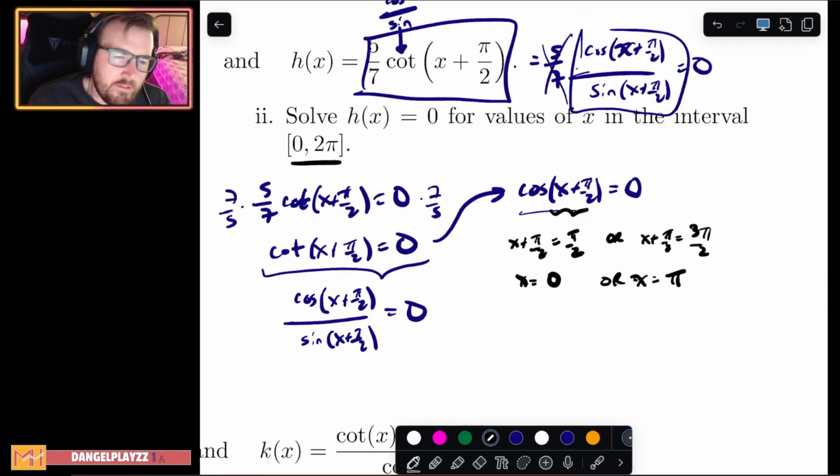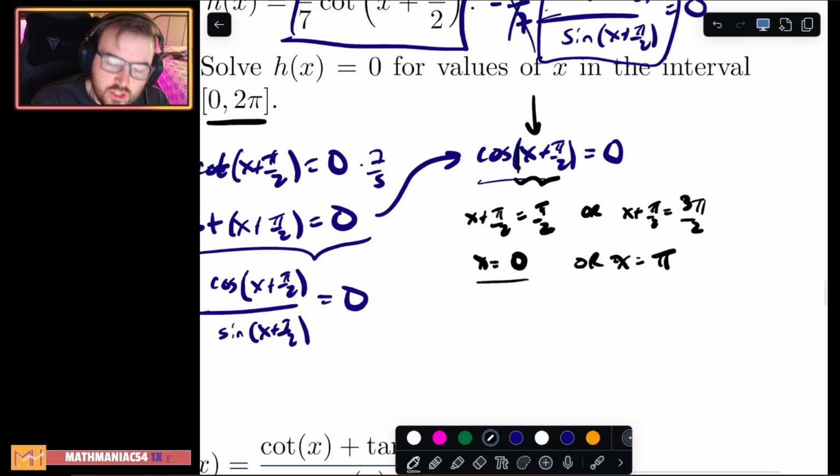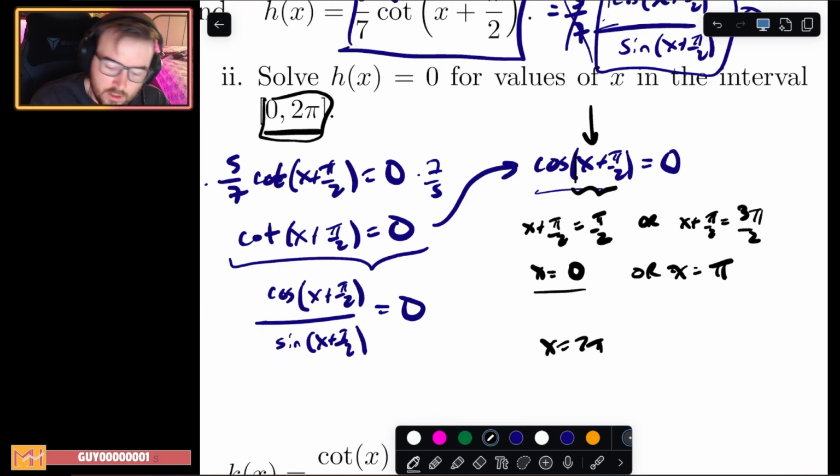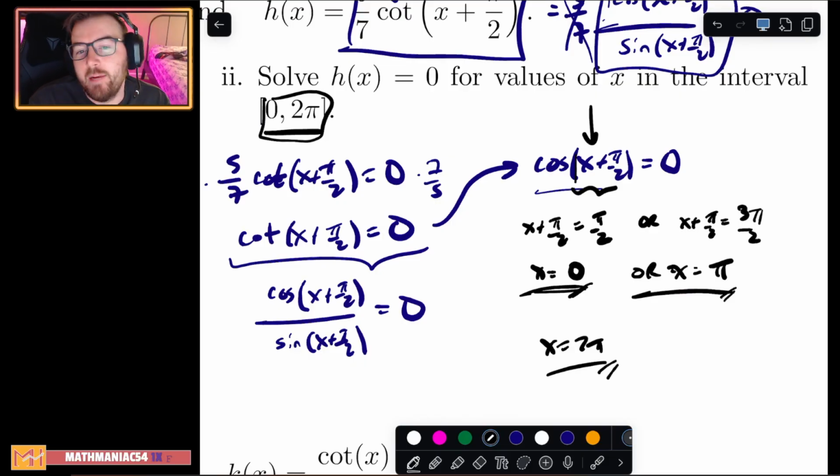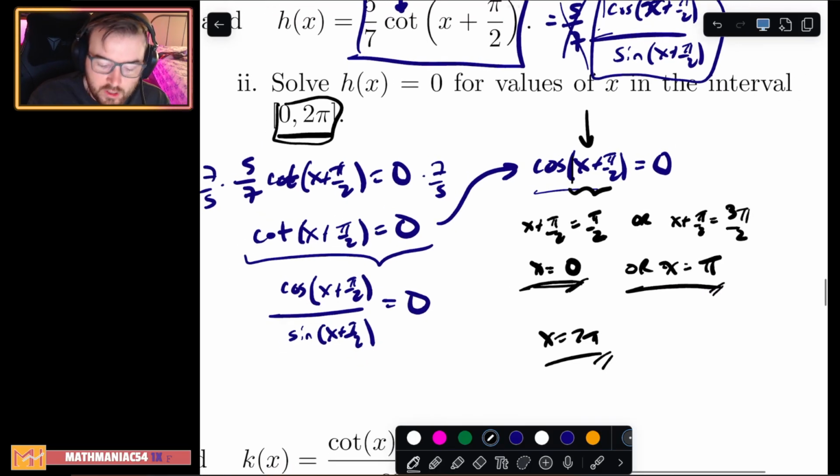Are there any more that fit on the interval 0 to 2 pi? Well, what is the period of cosine? 2 pi. Did we change it? No, because the b value is 1. So add 2 pi to 0 and you get 2 pi, which is within the interval. So there's a third solution. Add 2 pi to pi and you get 3 pi, which is outside of the interval. So there are 3 solutions here.